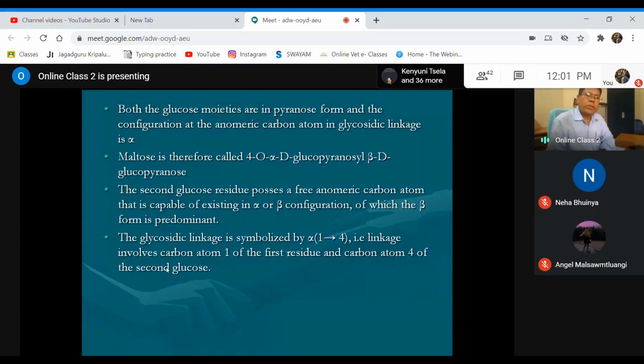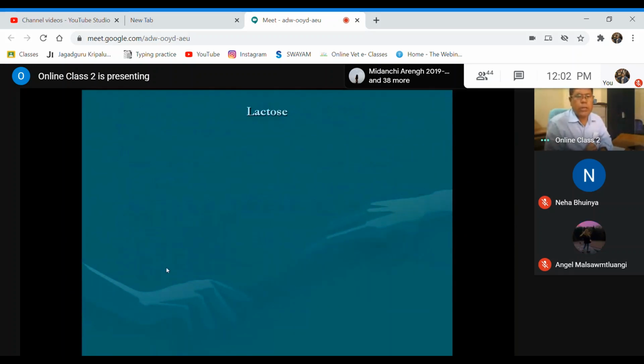Now, the glycosidic linkage is symbolized by alpha 1 to 4 linkage. The linkage involves the carbon atom 1 of the first residue and the carbon atom 4 of the second residue. Since the linkage is from carbon number 1 to carbon number 4, it is called the 1 to 4 glycosidic linkage. Then the alpha comes because the configuration in the anomeric carbon of the first residue was alpha. So it is alpha 1 to 4 glycosidic linkage.